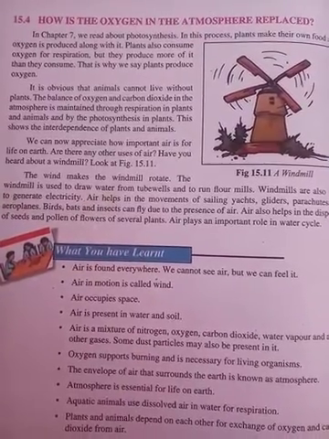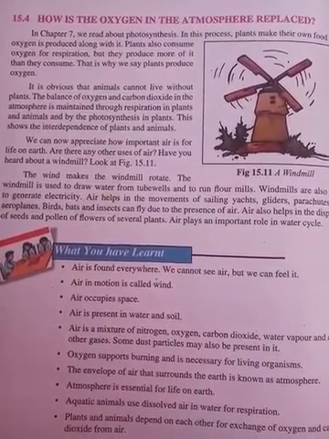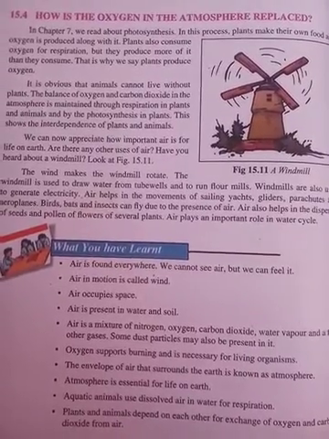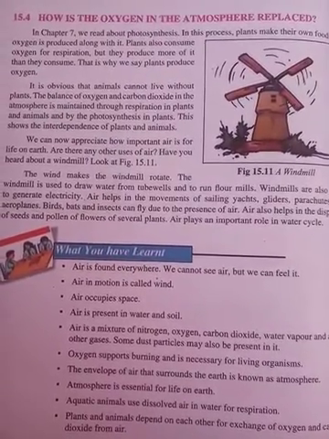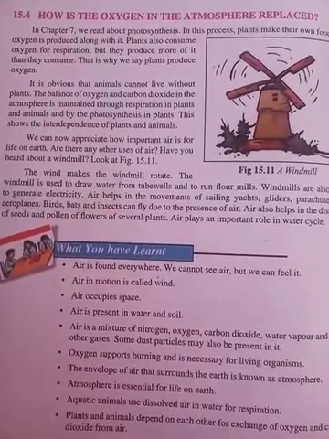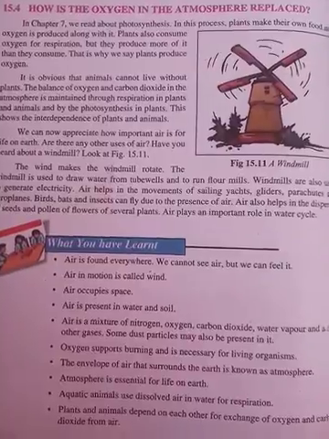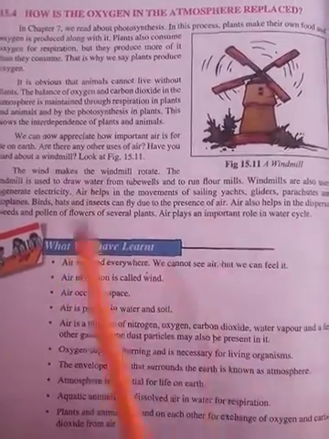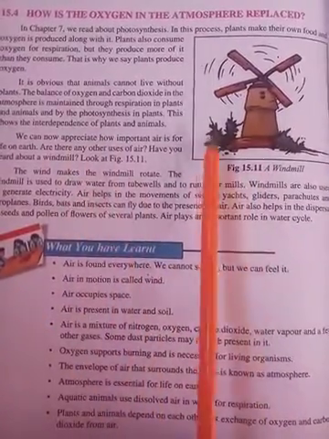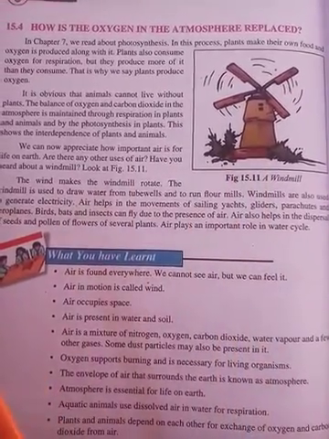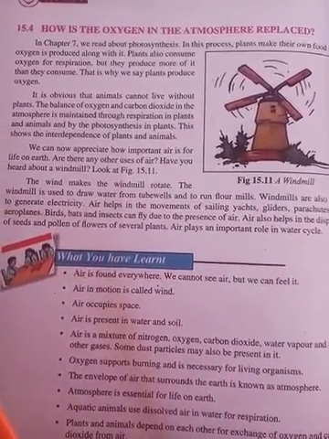Besides the use of oxygen by plants and animals for photosynthesis and respiration, air is also used in different ways. Suppose we have a windmill here. You see in the picture a windmill. A windmill is a mill that rotates.